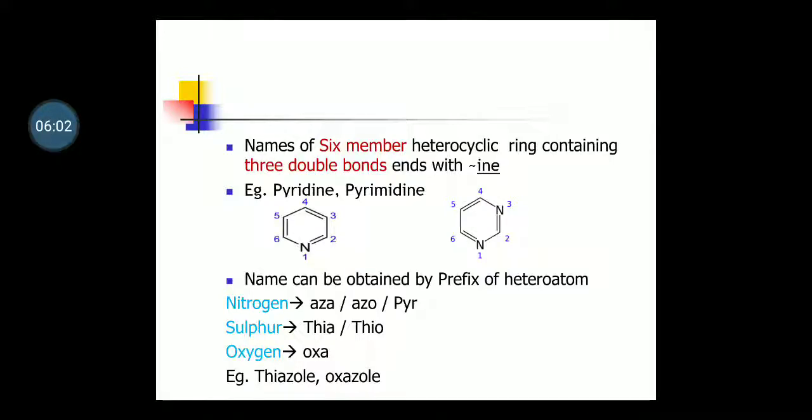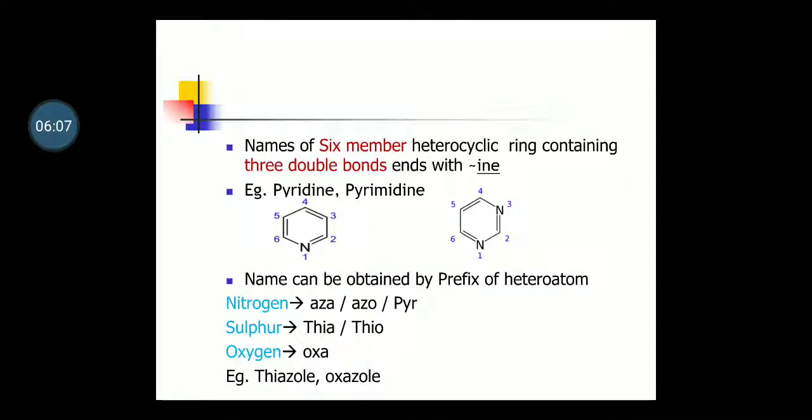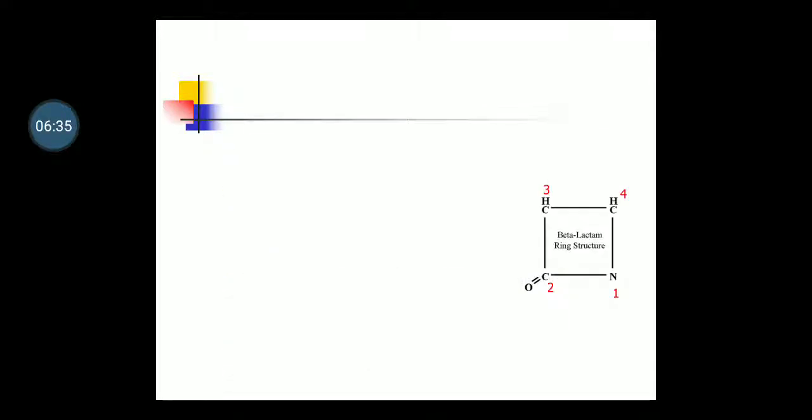For example, we'll take thiazole. What does thiazole stand for? Thia means sulfur, aza stands for nitrogen, and OLE stands for a 5-membered ring containing 2 double bonds. So in this way these names can be derived. Next, oxazole. Oxa stands for oxygen, aza stands for nitrogen, and ending with OLE means it's a 5-membered ring containing 2 double bonds. So it will be oxazole. Like this, the namings can be given to heterocyclic rings.